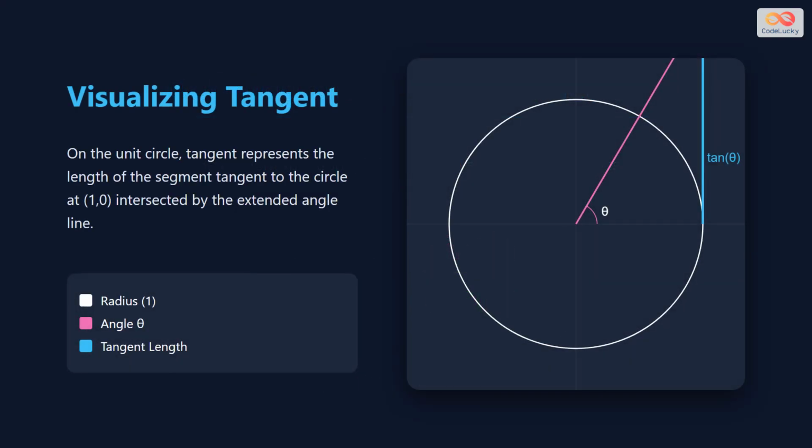Let's visualize this on the unit circle. Here, we see an angle theta. The length of the blue vertical line represents the tangent value. As the angle increases towards vertical, you can imagine this blue line getting longer and longer, stretching infinitely upwards.